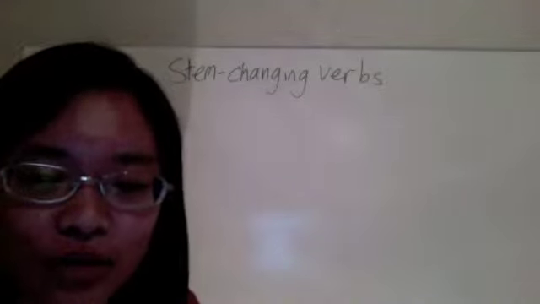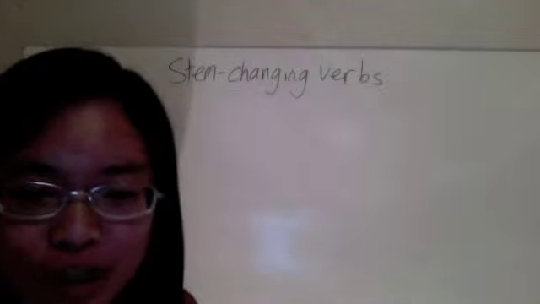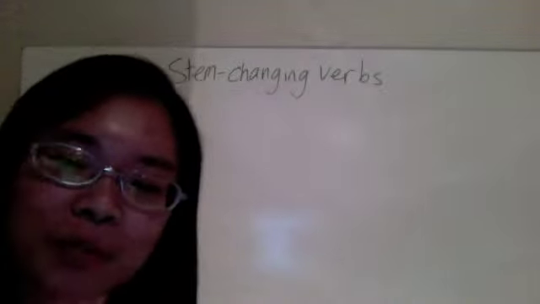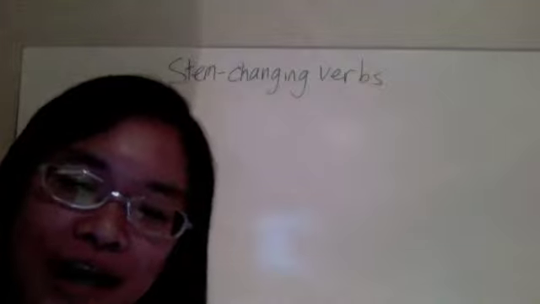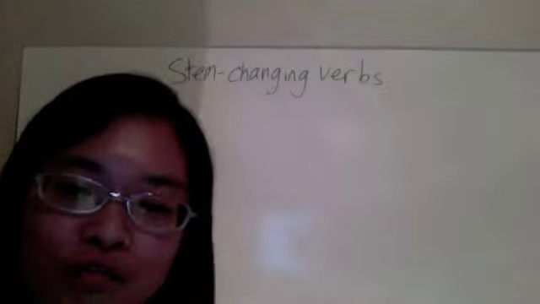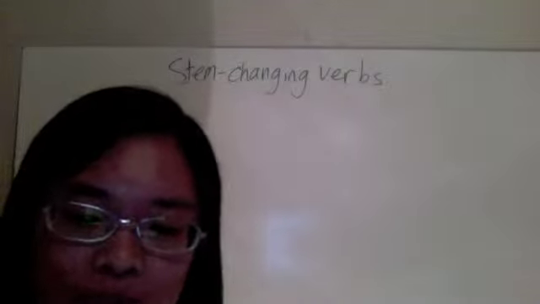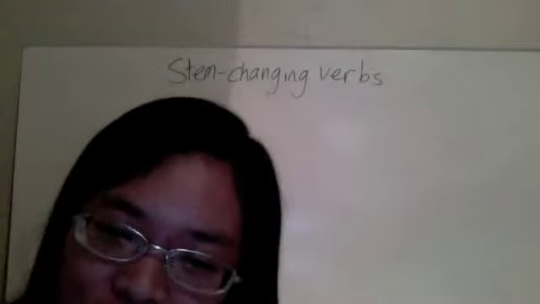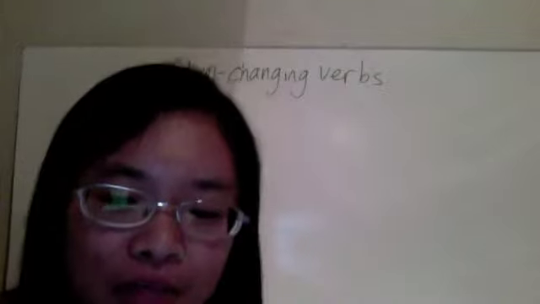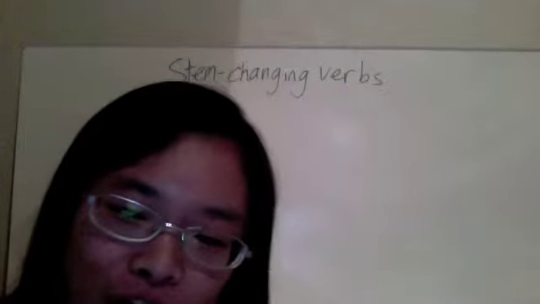Today we're going to talk about the stem changing verbs. What does this mean? Well, first of all, it has to be a verb. There's no stem change in a noun or an adjective. It has to be a verb. Second of all, it's stem changing. If you don't know what that means, don't worry, that's why you're watching the video.